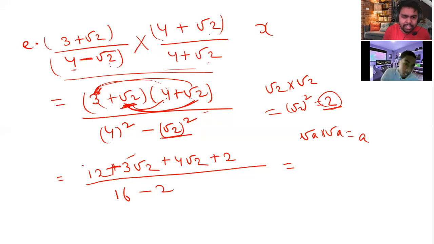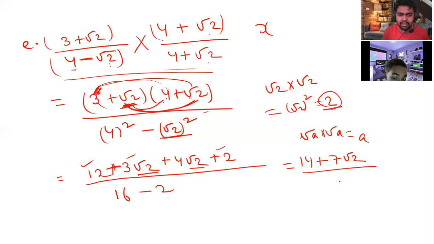Now, can we add this and this together? So we can add the 2 and the 12. It will make 14. And you can add these two also, 4 root 2 plus 3 root 2. So this will be 7 root 2. Very good, 7 root 2. And here 16 minus 2 would be 14.